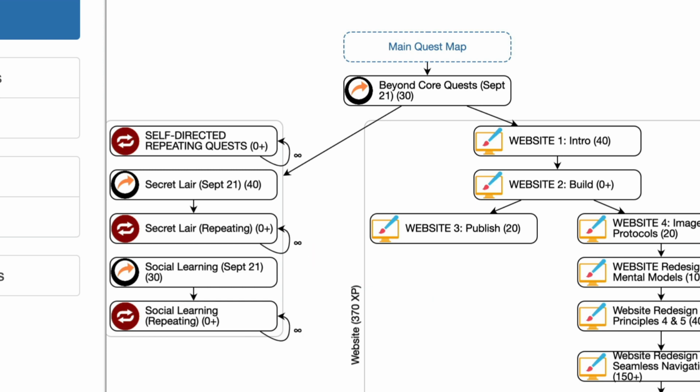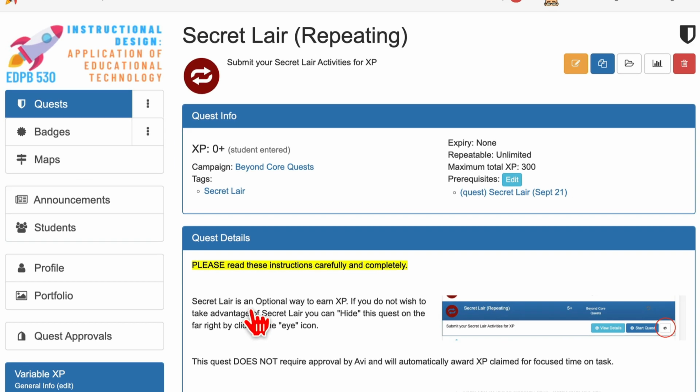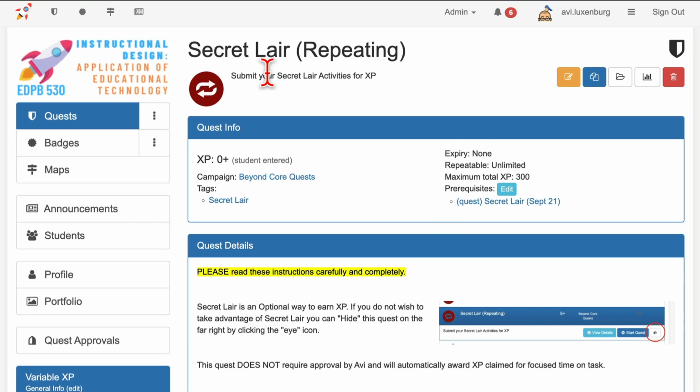Now, why would we have a quest like this? Let's have a look at this one over here. This is a secret lair quest, and just to give you a bit of background, the secret lair is where students can claim XP for taking care of themselves. This was especially important during the pandemic. What I wanted students to do was submit every time they took care of themselves.